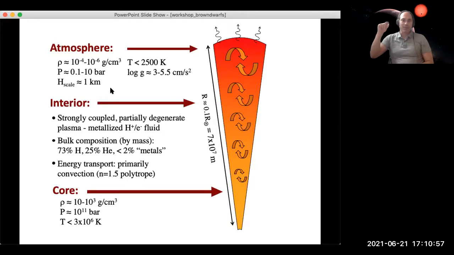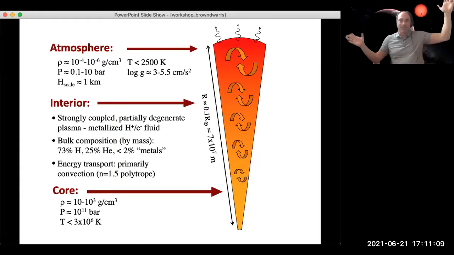Scale height is kind of a measurement of how much change there is in the properties of the star as a function of radius outwards. And then 1 kilometer, for a star that's 70 million meters in size, is a very small scale height. And so they change pretty quickly at the surface here.